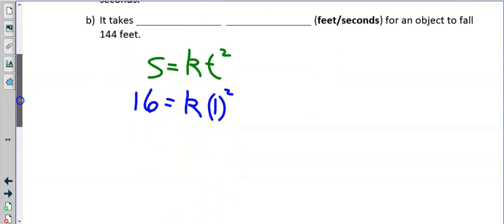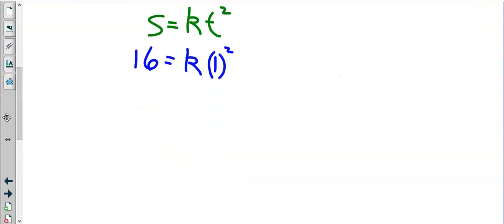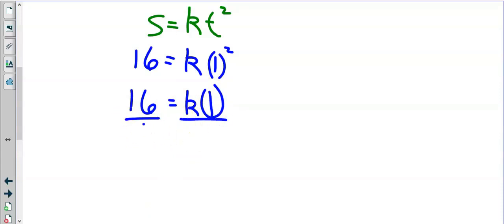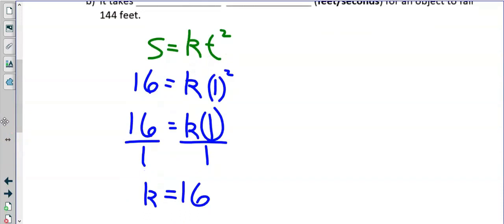So now we want to solve for k. The first thing we're going to do is take the 1 and square it. What's 1 squared? 1. Cool. So 16 equals k times 1. How do we get rid of the multiplication by 1? Divide by it. So we're going to divide both sides by 1. So k is equal to 16. Now we rewrite our equation with only the k value. So what equation do we have? 16t squared. Good.